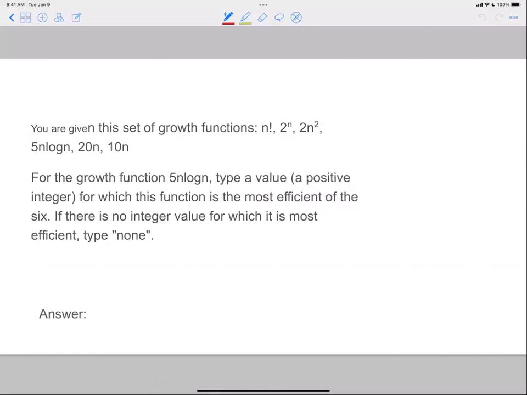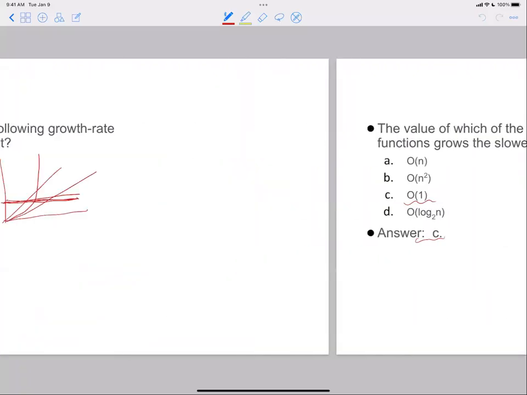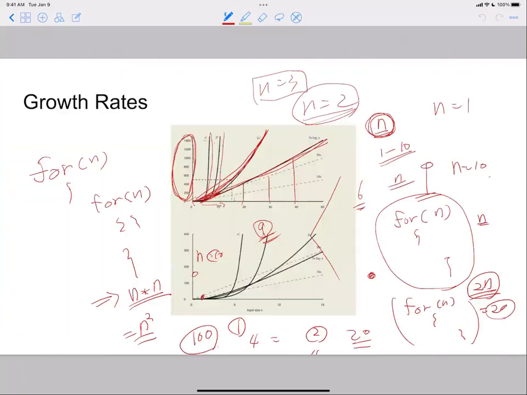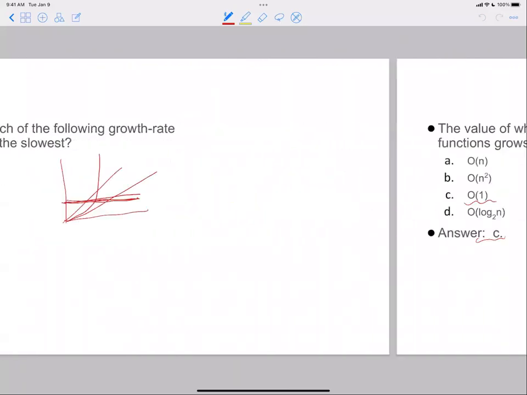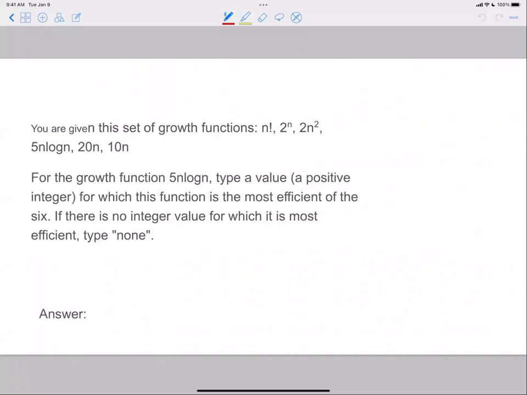Okay, and this question is just like what we did here. When does the difference happen? How can we solve this question? Unfortunately, you need to actually try it out. We can say when n is 1, n is 2, n is 3, and if you cannot find any integer value, then you can type none. So let's see the case.